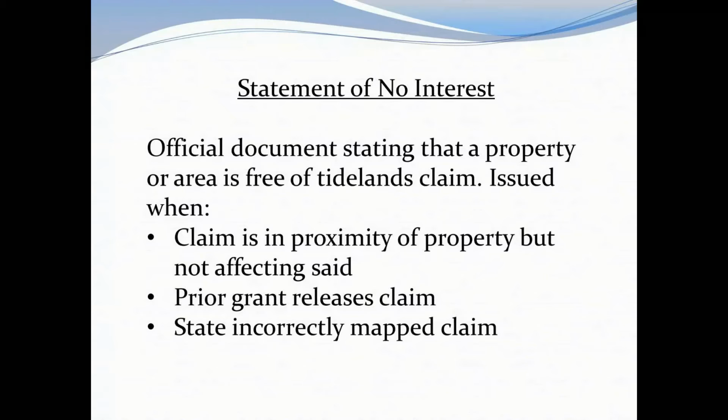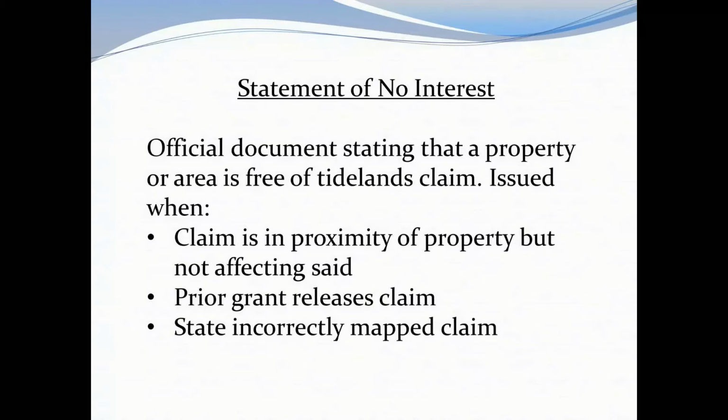The second most common situation where an SNI would be issued would be where a prior grant releases the claim. So let's say hypothetically, there's a 1905 grant that releases the claim, but there's some ambiguity in the description or the grant mapping itself. And again, it kind of acts as an insurance document. The upland owner can say, all right, well, there's some question as to the coverage of this grant. Let me get an SNI from the state to identify the fact that this old grant was meant to convey and that I have nothing to worry about.